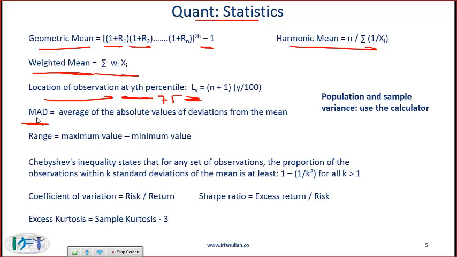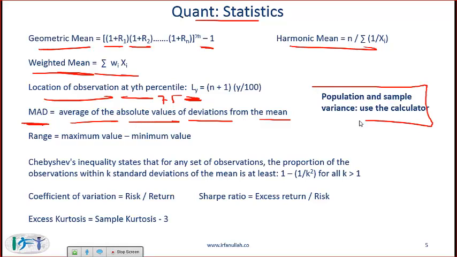MAD. This is the mean absolute deviation. This would be a type 2 or type 3. It is less popular. It's the average of the absolute value of deviations from the mean. Rather than think in terms of a formula, just think about what it means.